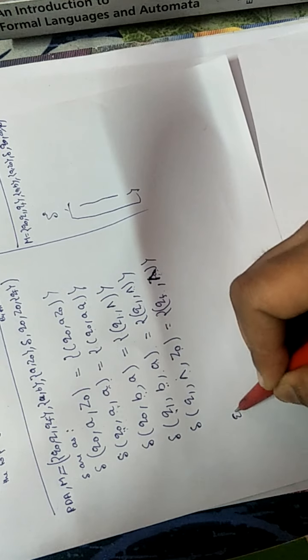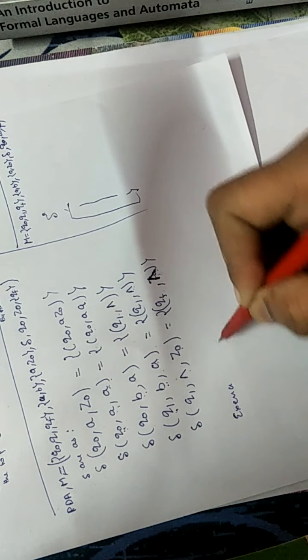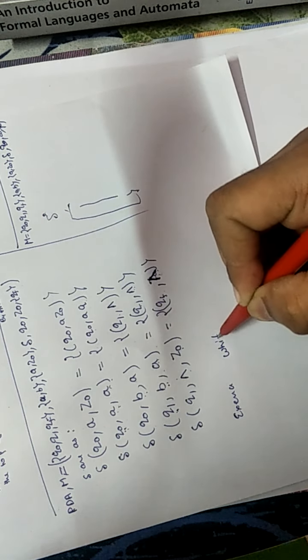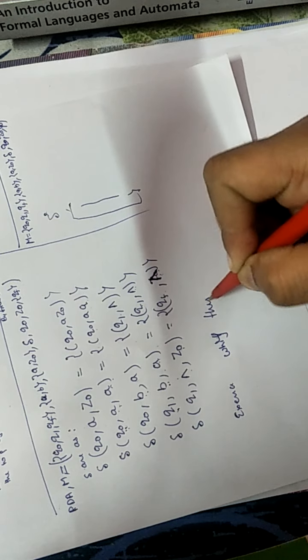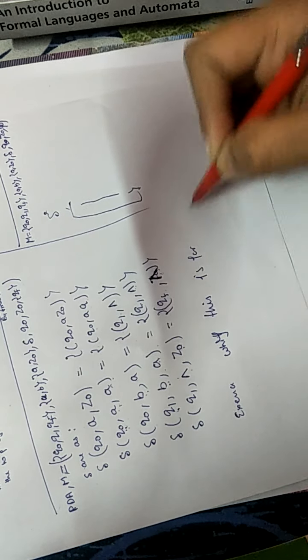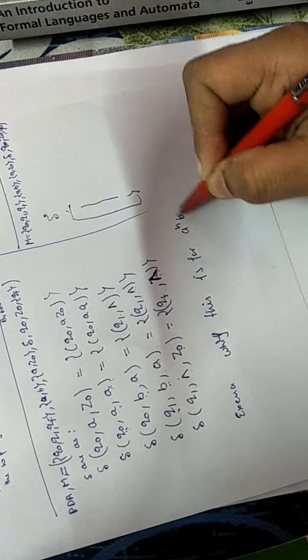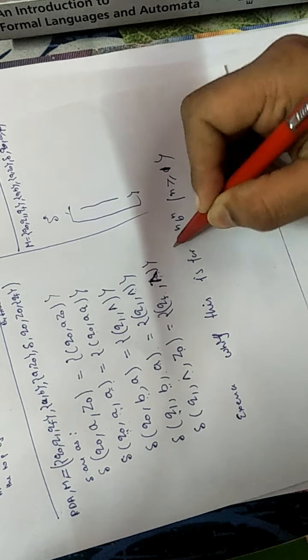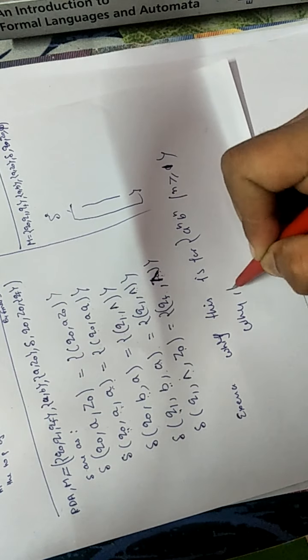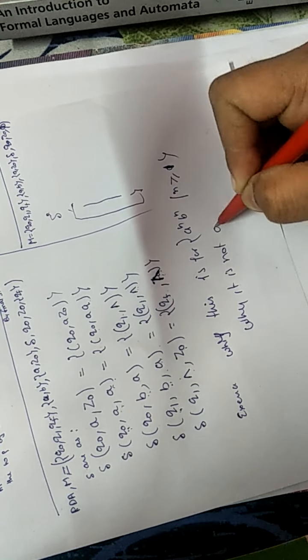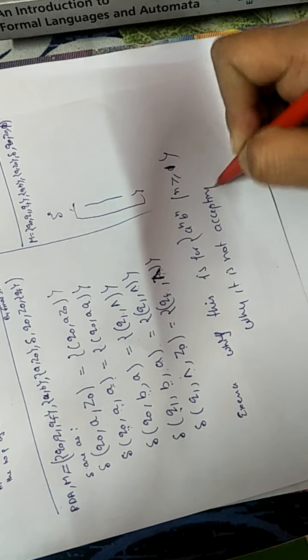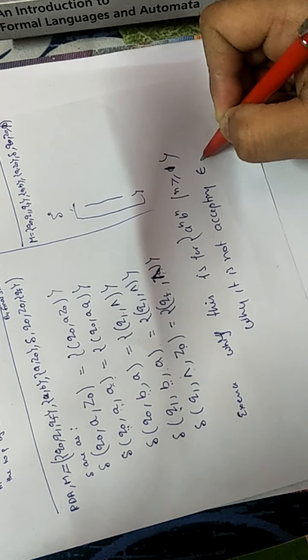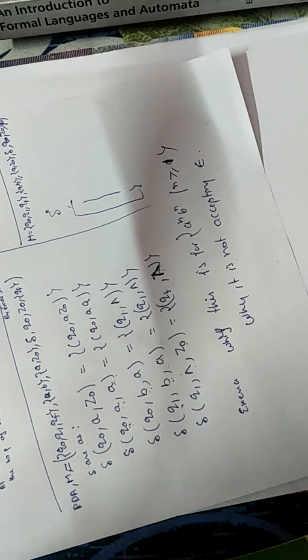Now there is an exercise for you. This is for a^n b^n with n >= 1. Why is it not accepting epsilon? Find out. Thanks for attending the lecture.